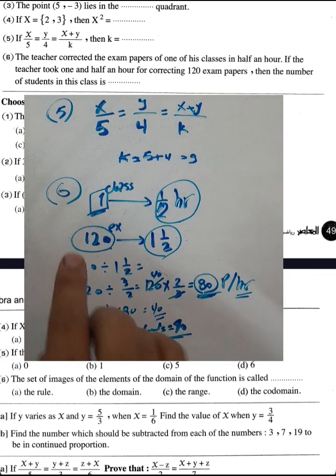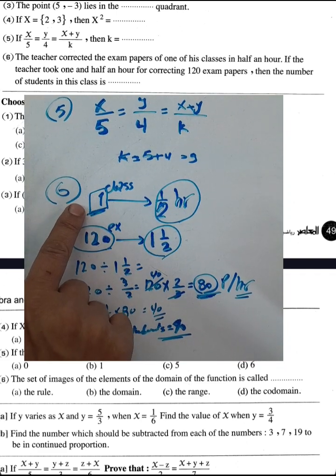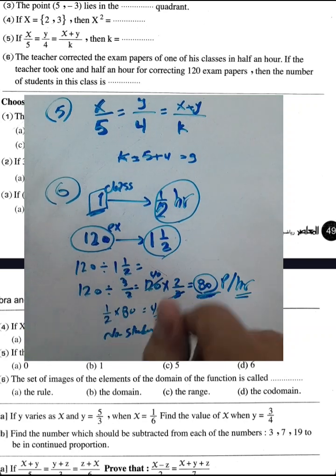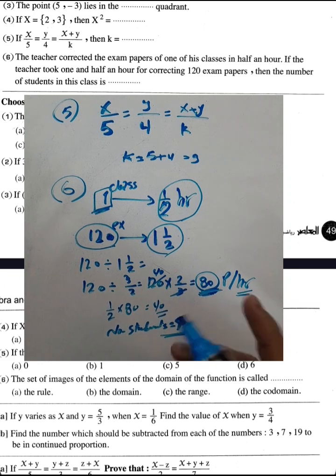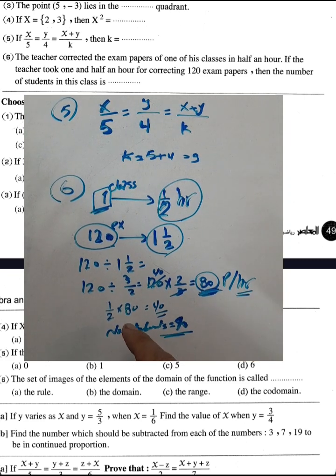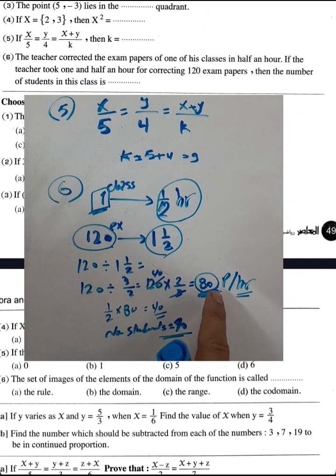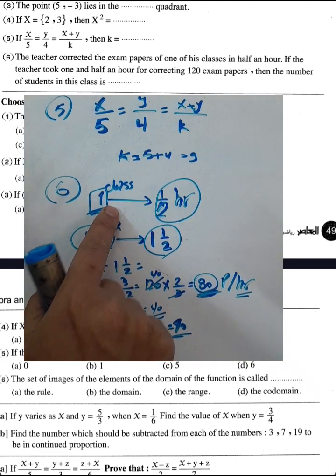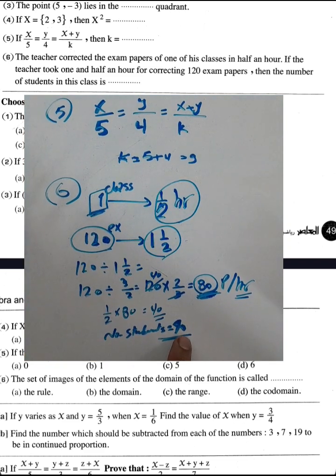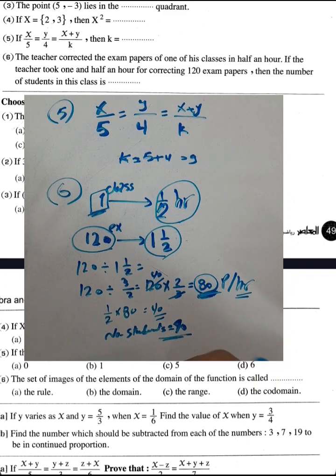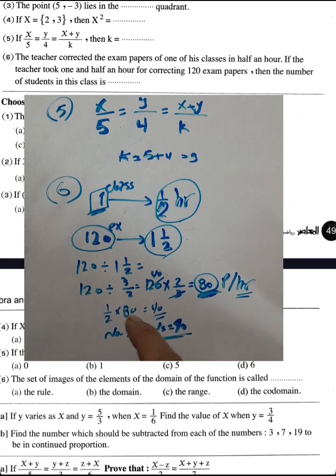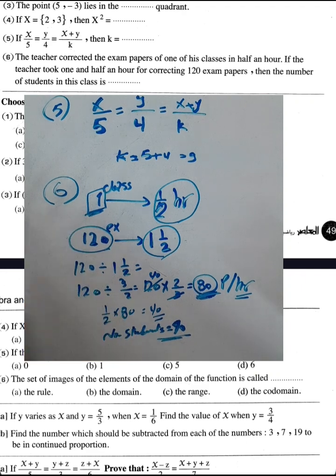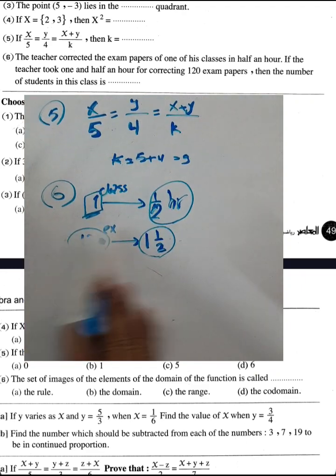But we want to find how many papers he will correct in one class. He will correct half of 80, because he corrects 80 papers in 1 hour. Then he will correct half of 80, which is 40 papers, in one class. Each student has one paper, so the number of students in this class will be 40 students. Understood?